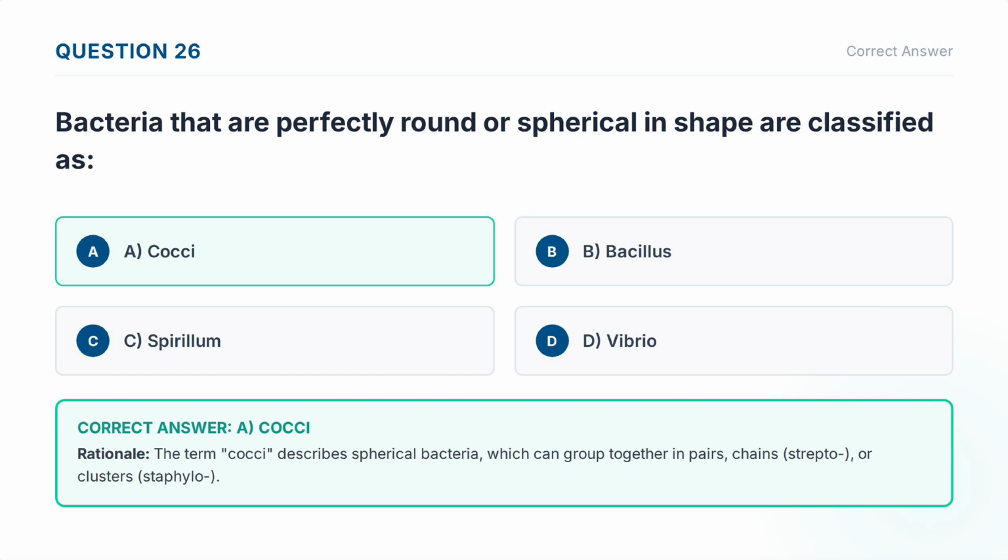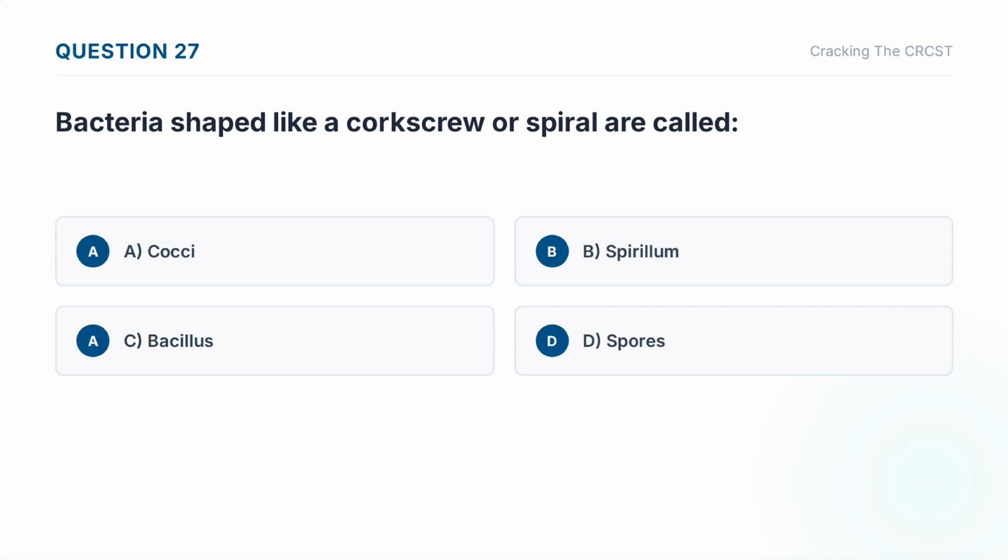Correct answer, A. cocci. Rationale: The term cocci describes spherical bacteria. Question 27. Bacteria shaped like a corkscrew or spiral are called A. cocci, B. spirillum, C. bacillus, D. spores.